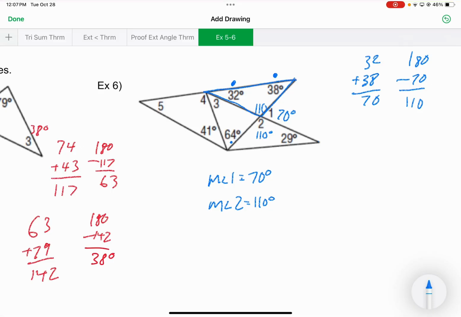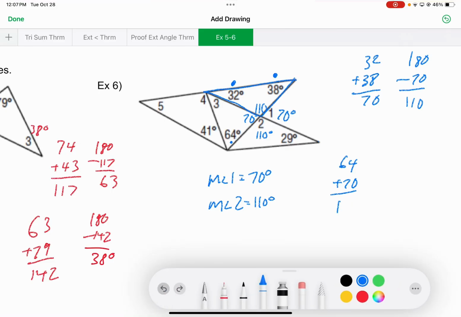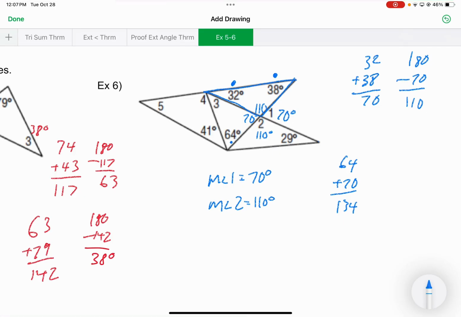And then the one across from 70 is 70. True? And then you take 64 plus 70 and subtract that from 180. 114? No, that's not right. 134. Sorry, math is hard. Okay, so then I know that this would be, take that away from 180, right?